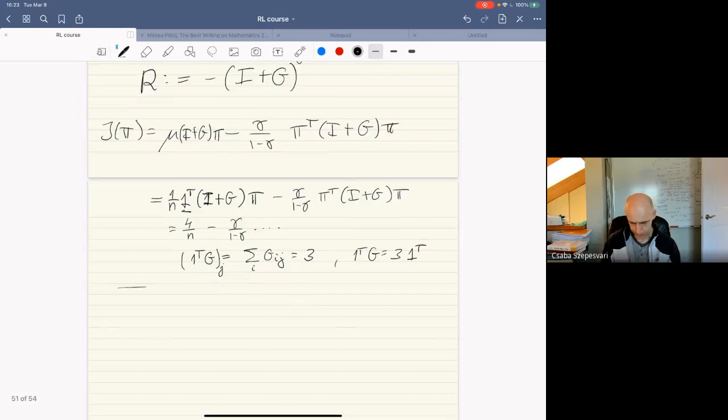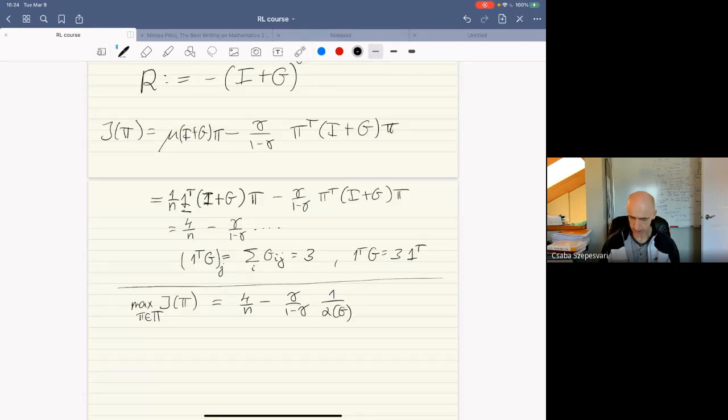So now we're done, right? If you run your search procedure and you maximize J over this policy class, then we are going to get 4 over N times gamma over 1 minus gamma, and 1 over alpha of G.